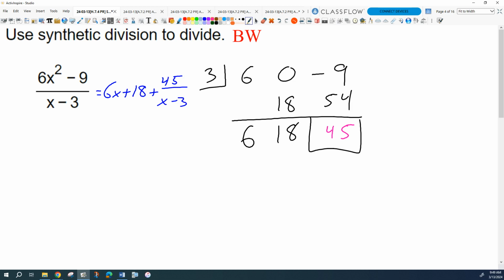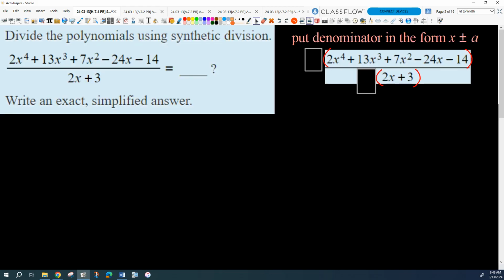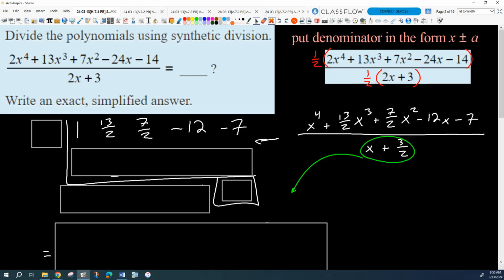Okay, good. There's my answer, right? Good. No big deal. All right. Okay, so what about one like this? What about one where I've got a denominator that's linear, but the leading coefficient is not 1? Okay, so what would I have to do to this fraction? Multiply top and bottom by 1/2. Yeah, okay, good. So first step, let's do that. Let's multiply top and bottom by 1/2.